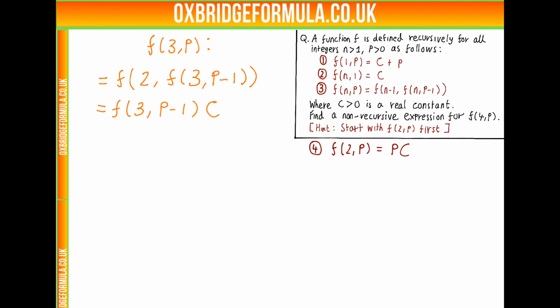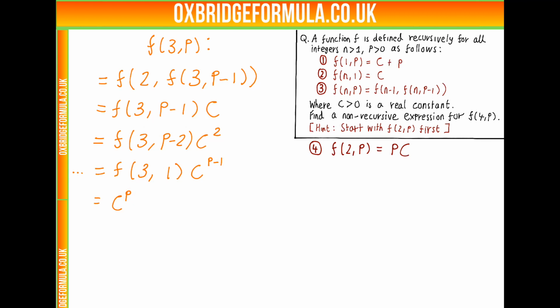And if we do that again, for f(3, p minus 1), we can just use the same process again. So we get f(3, p minus 2), and we generate another c for c squared. And we carry this on until we get a 1 here. And if we do this recursively, we get f(3, 1) times c to the p minus 1. And now we have to be a little bit careful, because we don't use rule 4 here, we have to use rule 2. So f(n, 1) is c. So f(3, 1) is c, so we get c times c to the p minus 1, which is c to the p. So f(3, p) is c to the p.